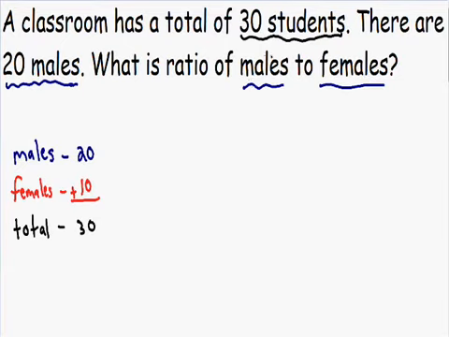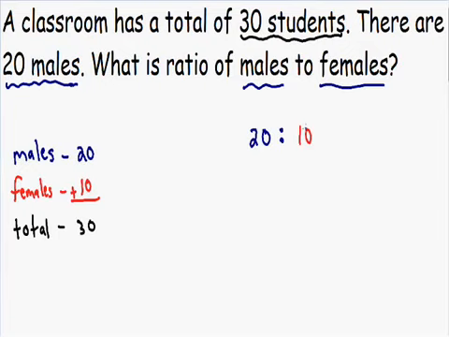And the males is the first part of our ratio. So I'm going to write the number of males first, which we know that we have 20 males in the classroom. And we have to put a colon in the middle of the ratio. And the number of females is the second part of the ratio. So we know that there are 10 females in the classroom. So the second part of our ratio is going to be 10. So here's our ratio of males to females, 20 to 10.